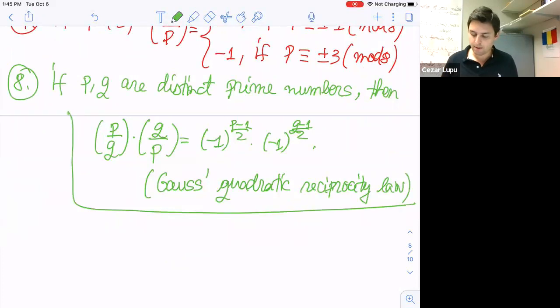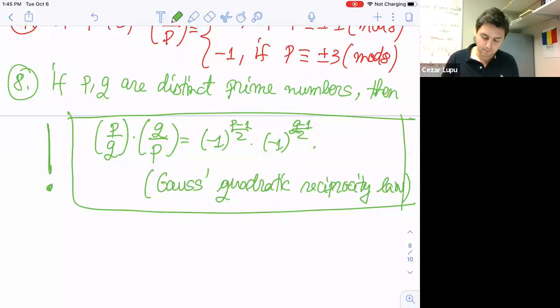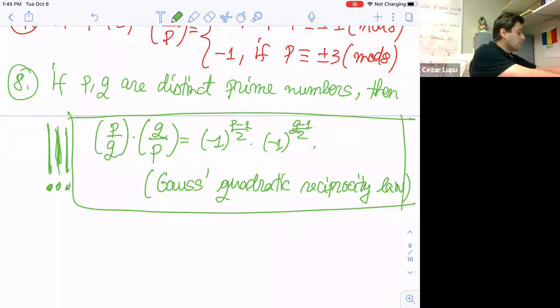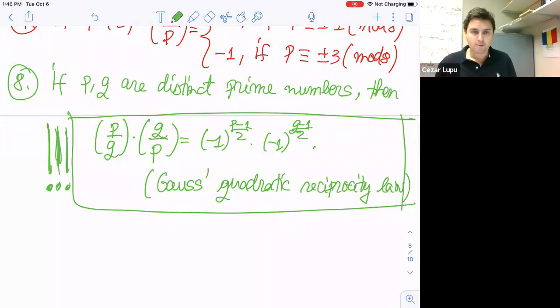That's an amazing thing. You should keep this in mind. Yeah, that's the statement. Okay. So basically, these are the properties of the Legendre symbol, everything in a nutshell.